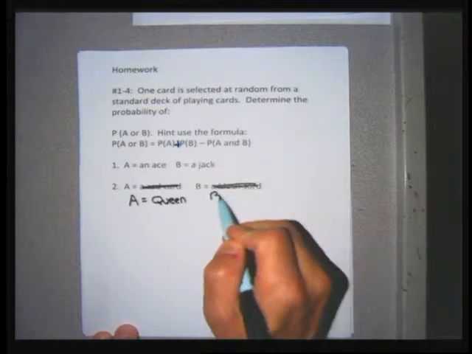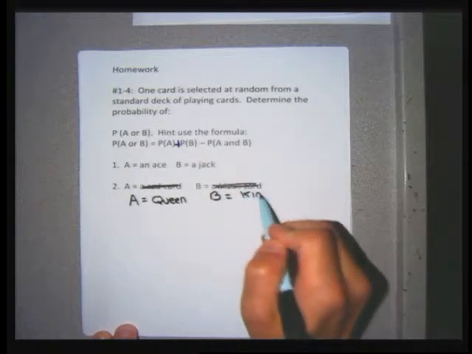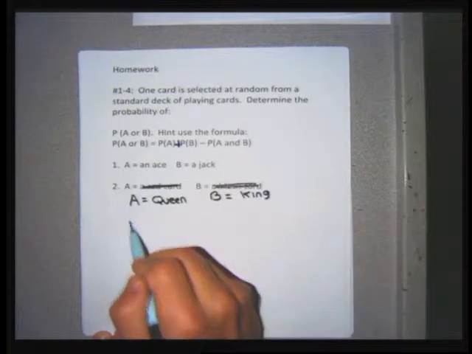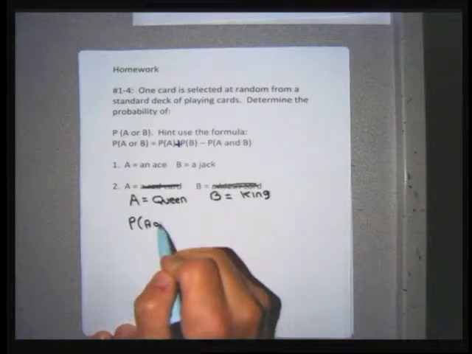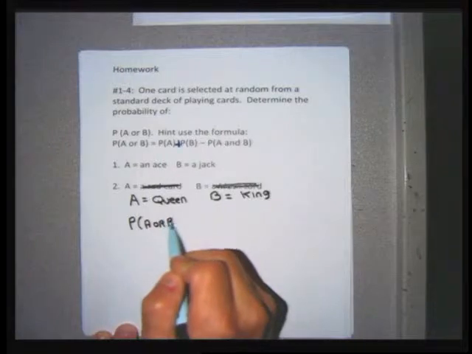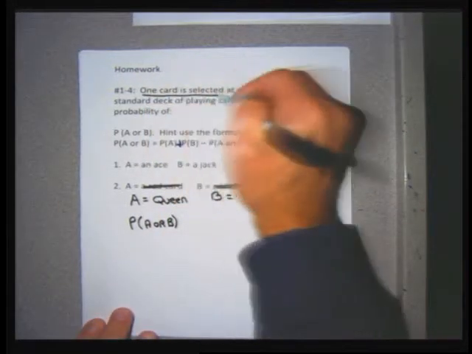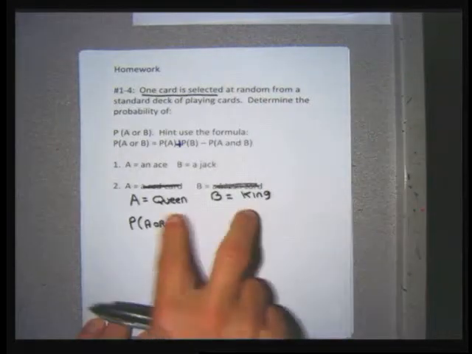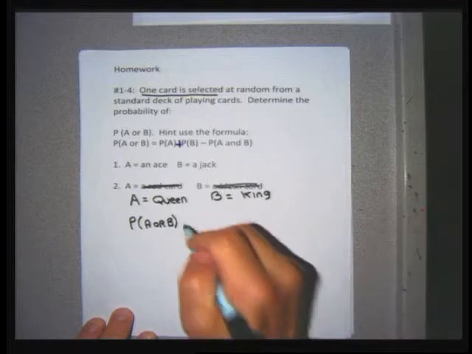B is going to be the event of getting a king. And I want to find the probability of A or B. Well, I know from the formula, so I'm assuming one card is being selected from a deck of cards, and I'm trying to find the probability of event A or event B. So it's an or probability problem.